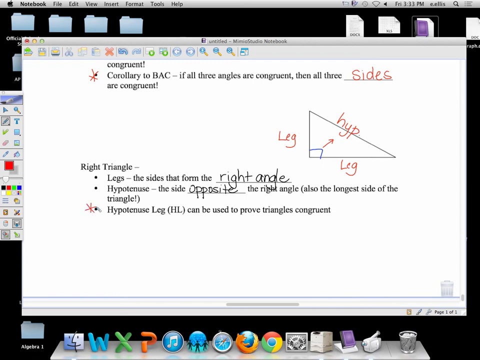And finally, we had one goodie with our right triangles. We have a special way of proving triangles congruent by hypotenuse leg. We shorten it up a little, HL. But if you have one hypotenuse and one leg in one triangle, and a hypotenuse and a leg in another triangle, then your triangles are congruent.